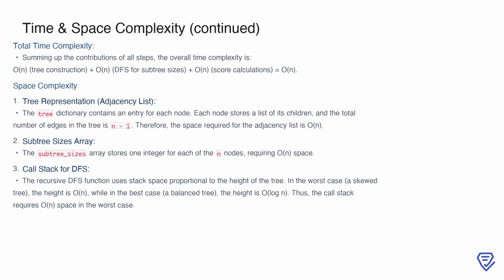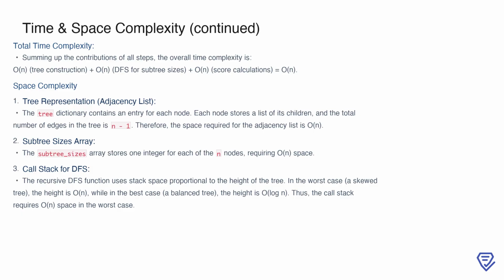For the space complexity, we start with the adjacency list representing the tree. The tree dictionary contains an entry for each node, and since each node stores a list of its children, the total space required is proportional to the number of nodes and edges, which is O(n). Then, we have the subtree_sizes array, which uses O(n) space as it stores one value per node.